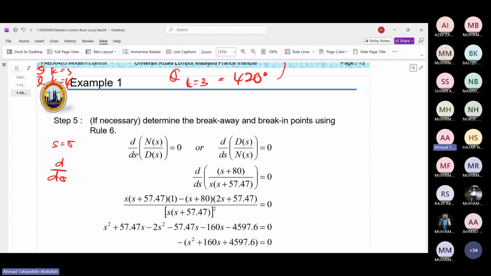So what is going to be the value here? It will be N(s) over D(s). Which means that what we actually want to look for is the value of the differentiation of the equation, and we equate the differentiation of the equation to 0. Right, guys?